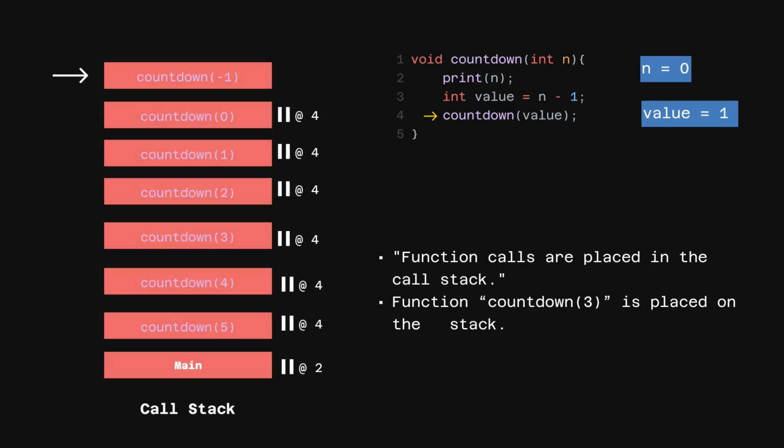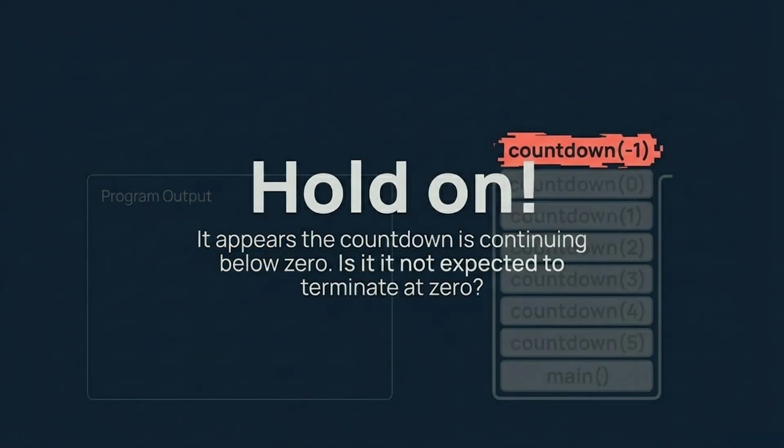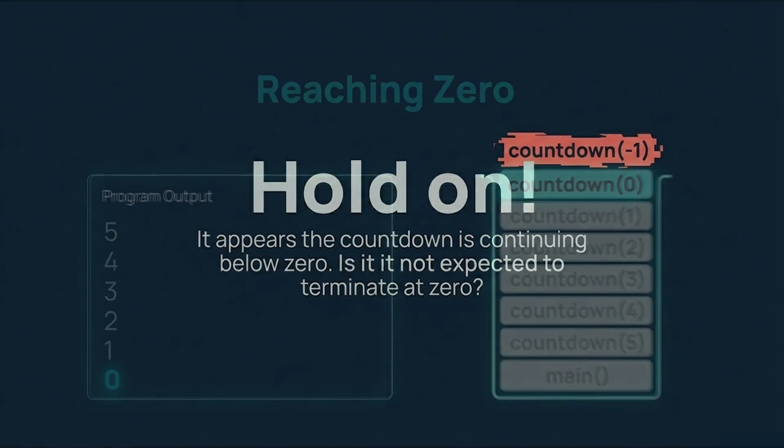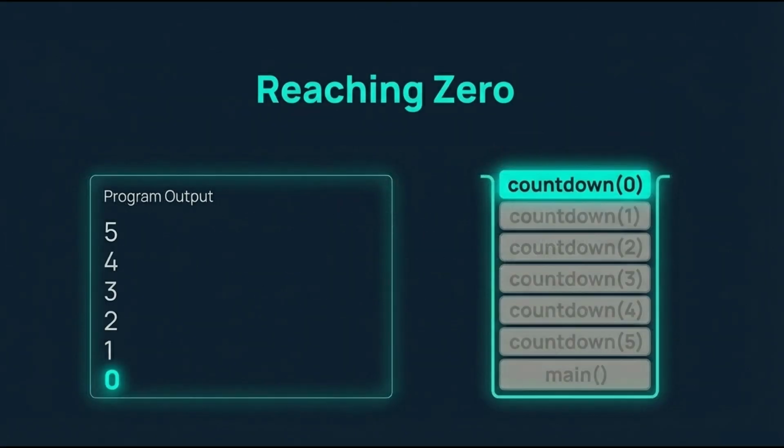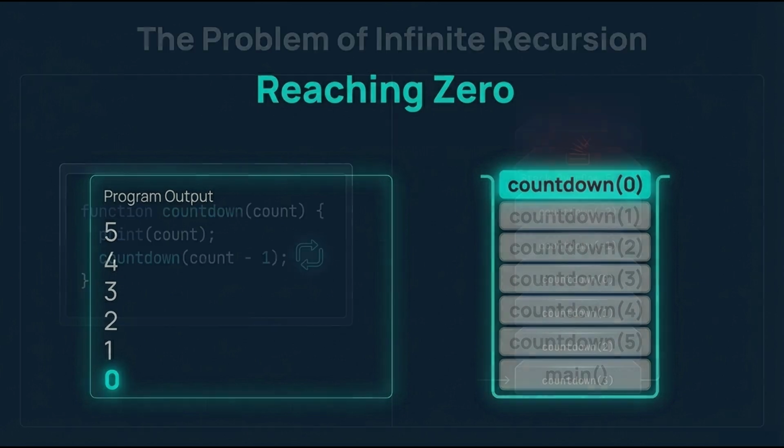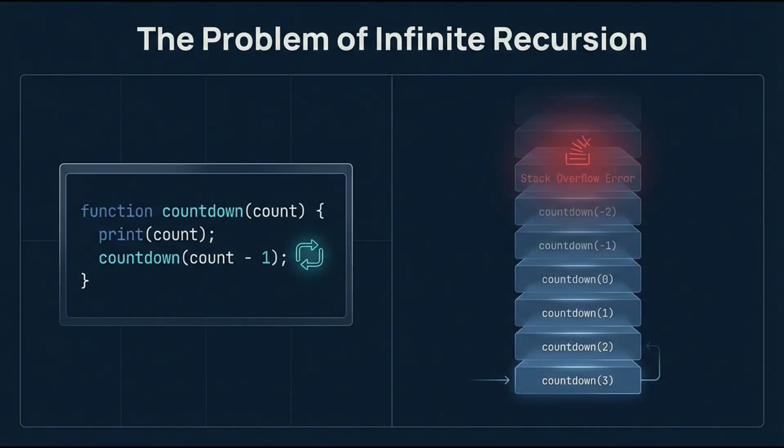Hold on, it appears the countdown is continuing below 0. Is it not expected to terminate at 0? To this point, the countdown has functioned as expected, correctly reaching 0. However, it is not our intention for the countdown to proceed into negative. This was not part of our design specification. Our current process has revealed a further issue. Let us now focus on resolving this problem.